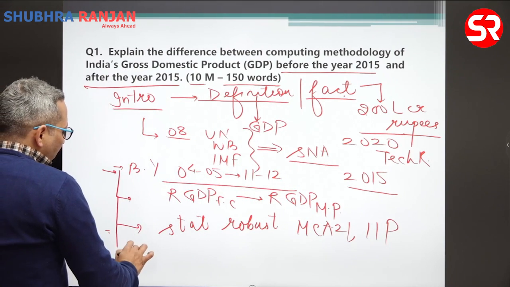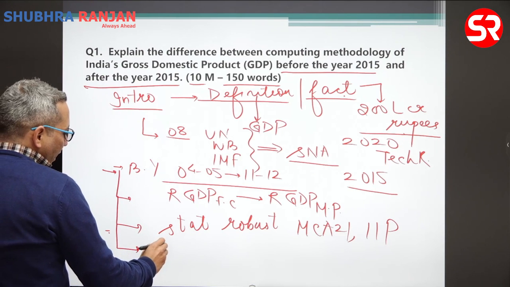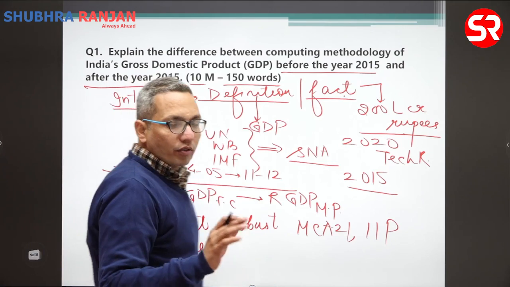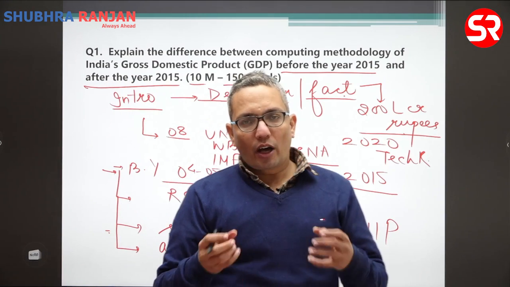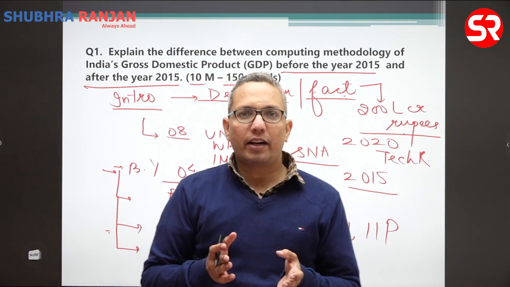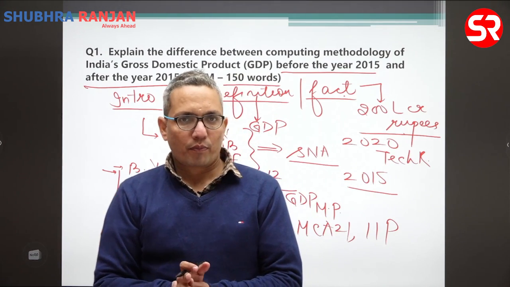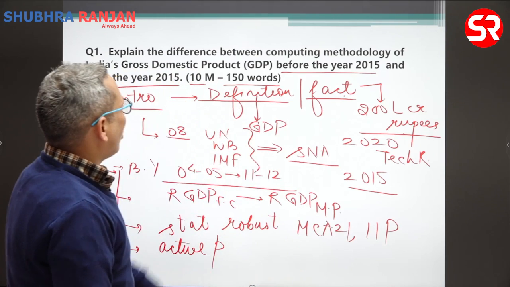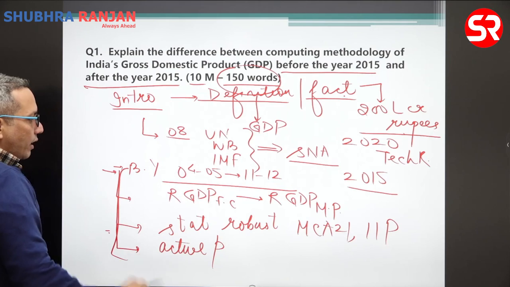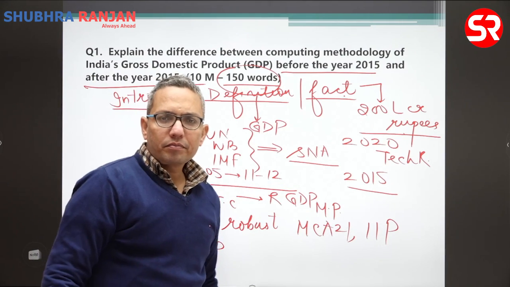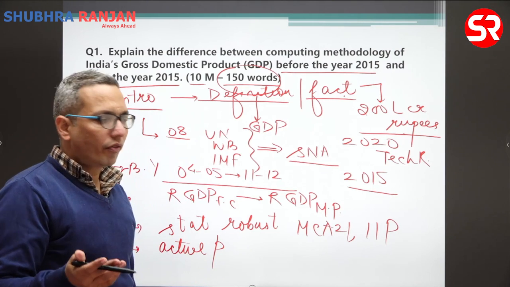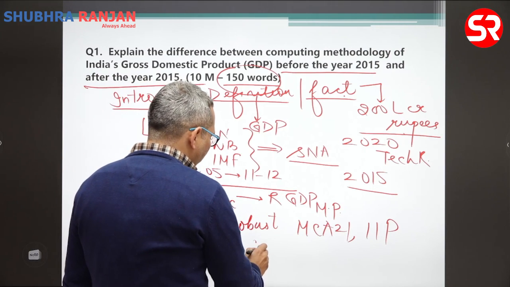Then we'll see the earlier method measured only the actual production of manufacturing, of the services sector, all these things. But now we have made it more robust. It is more comprehensive, where we are getting data from financial institutions also. As it is a very short number of words, 150 words, we'll just write only these 4 points. That's the difference between the computing methodology before 2015 and after 2015, and then we'll come to the conclusion.